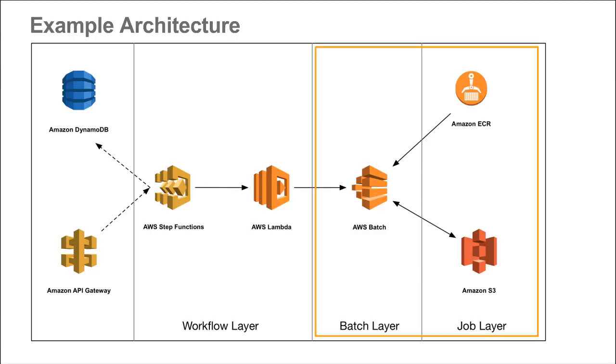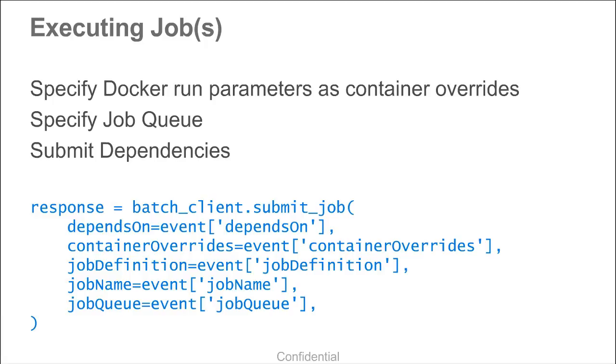So first, let's take a look at the batch and job state. Executing jobs within this is really quite simple. As with everything at AWS, AWS Batch itself is API driven, which means you just need a single function that can submit a job for you. So beforehand, you specify your Docker run parameters, and you do this within a container overrides portion. You can specify what job queue a job needs to run. And then you submit dependencies.